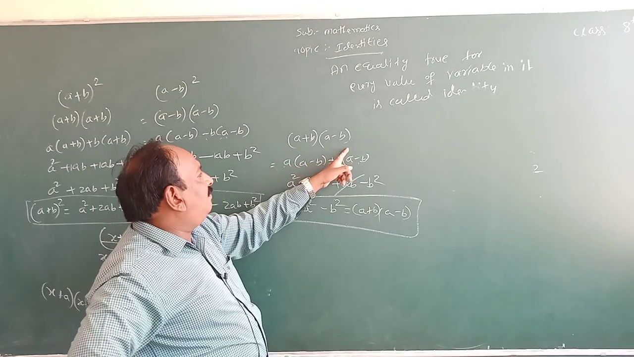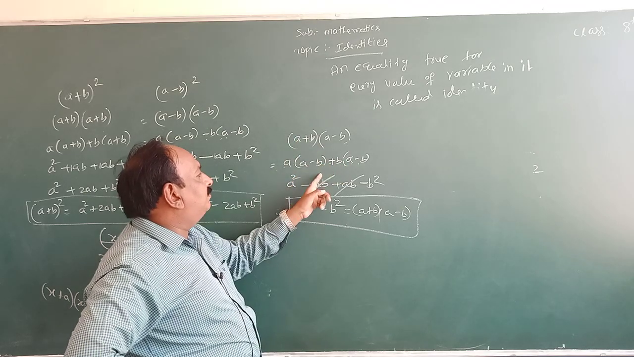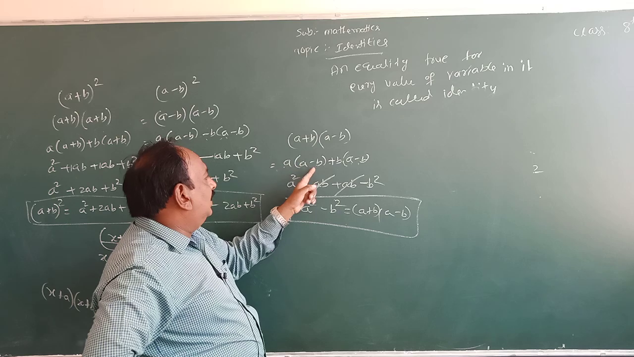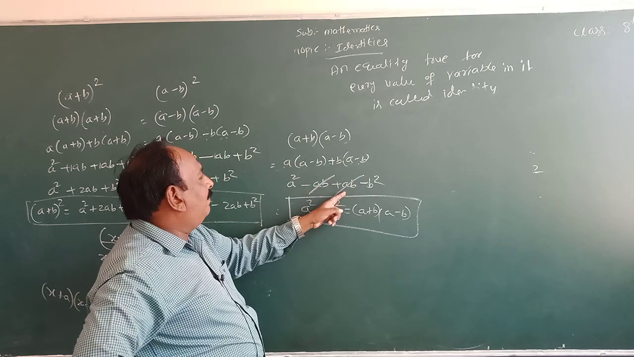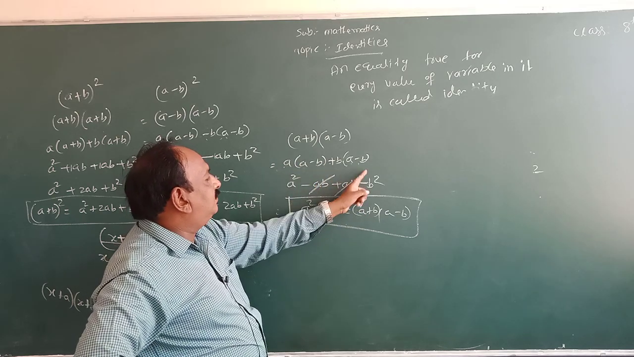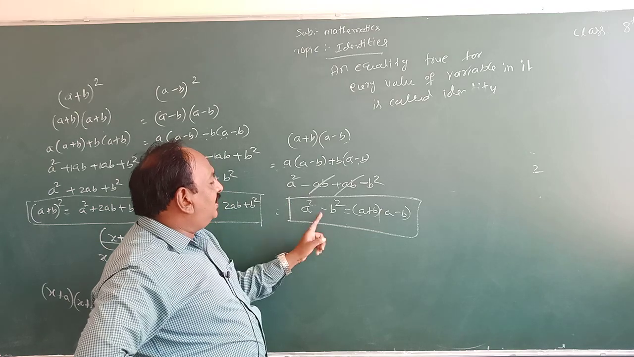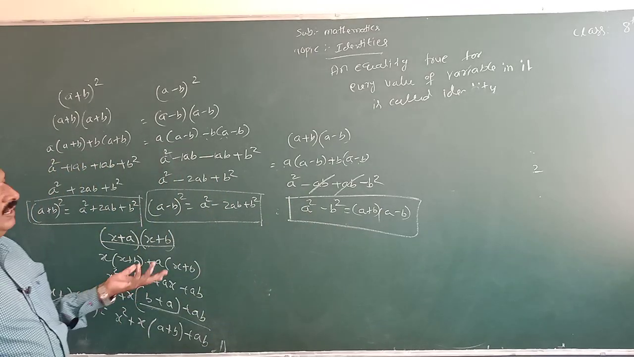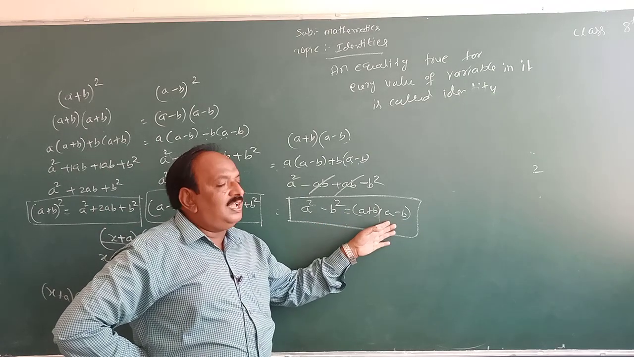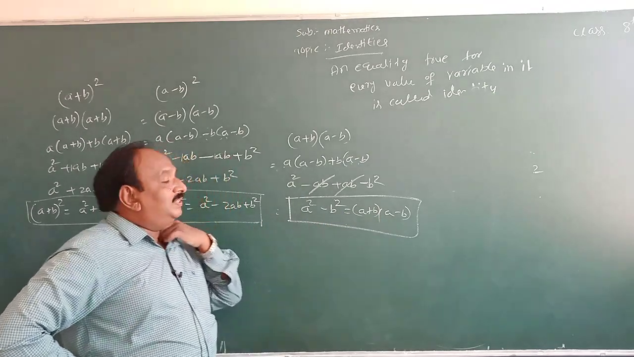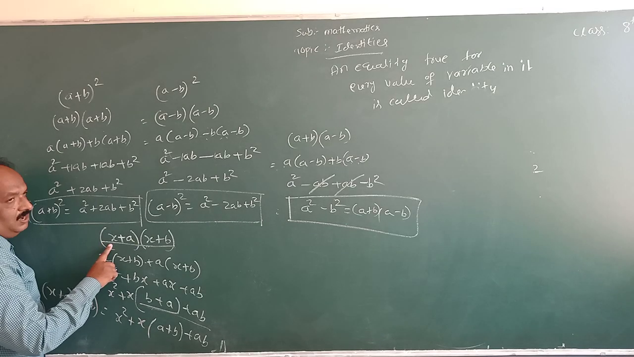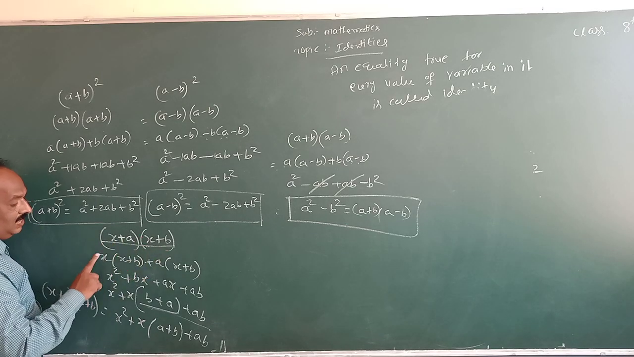(a + b)(a - b): a(a - b) + b(a - b). a times a is a², a times b is ab with a minus sign, b times a is ab, and b times minus b is minus b². So a² - b² = (a + b)(a - b). Or we may write it the other way, vice versa: (a + b)(a - b) = a² - b².